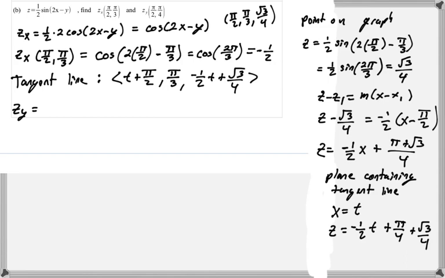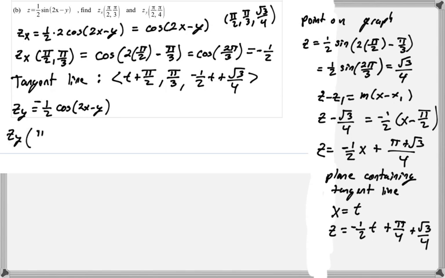Now we're going to find the partial derivative with respect to y. And so when we take the derivative, it's going to be 1/2 cosine of 2x minus y. And then by the chain rule, the x is treated as a constant, so this would just be 0 minus 1. And so that'll end up giving us a negative 1/2 cosine of 2x minus y. Okay. So we're going to have the cosine of 2x minus y, and then a negative by the chain rule.